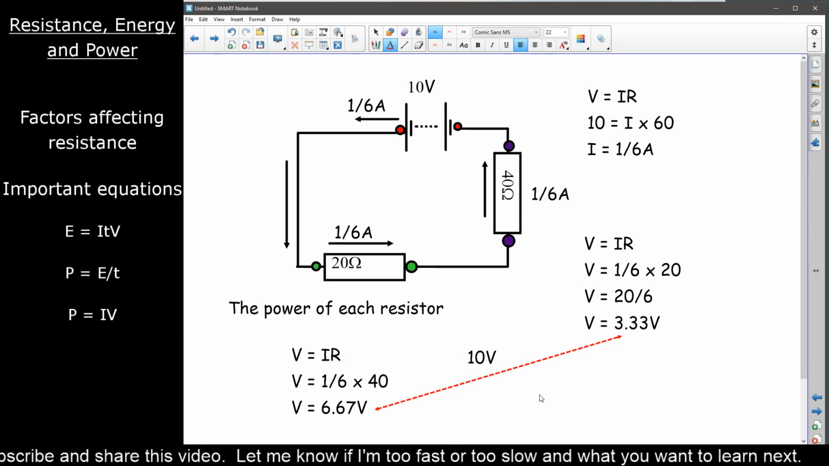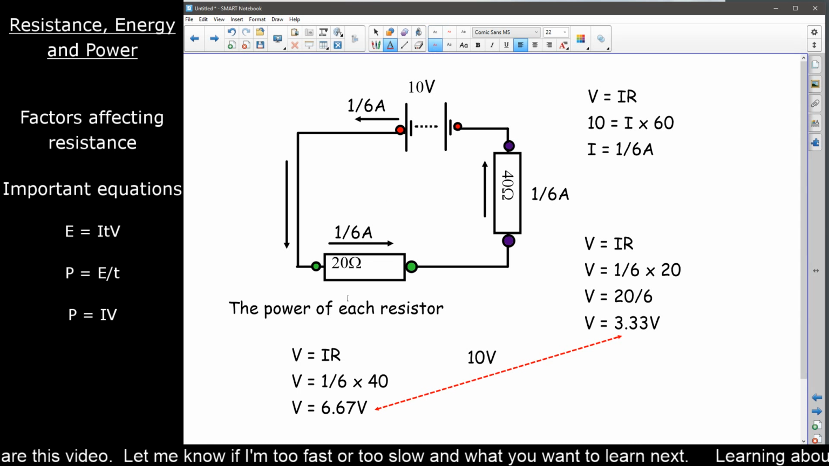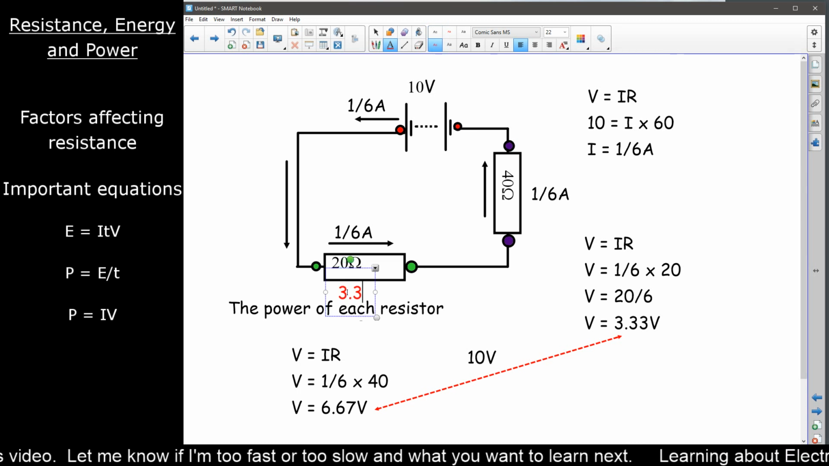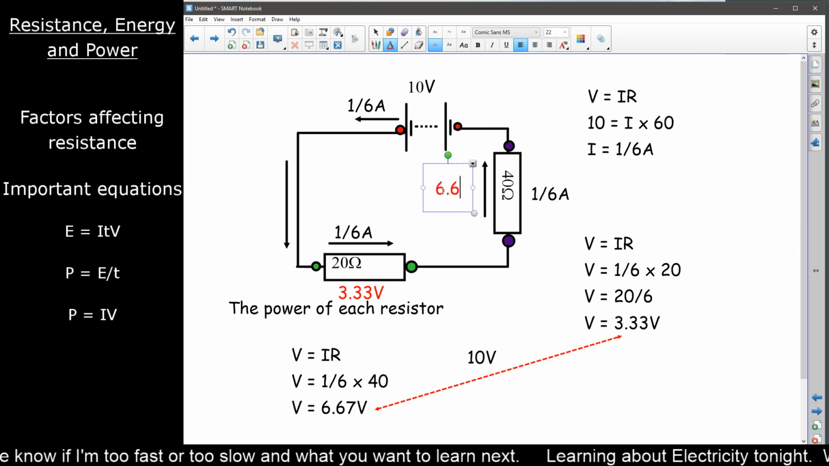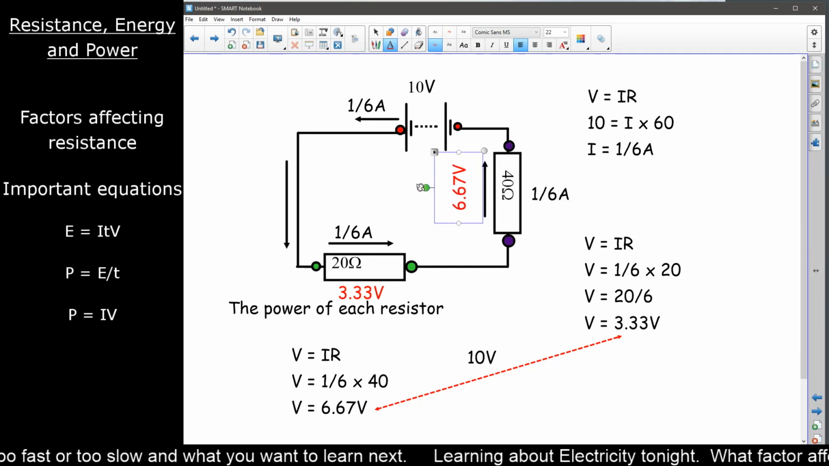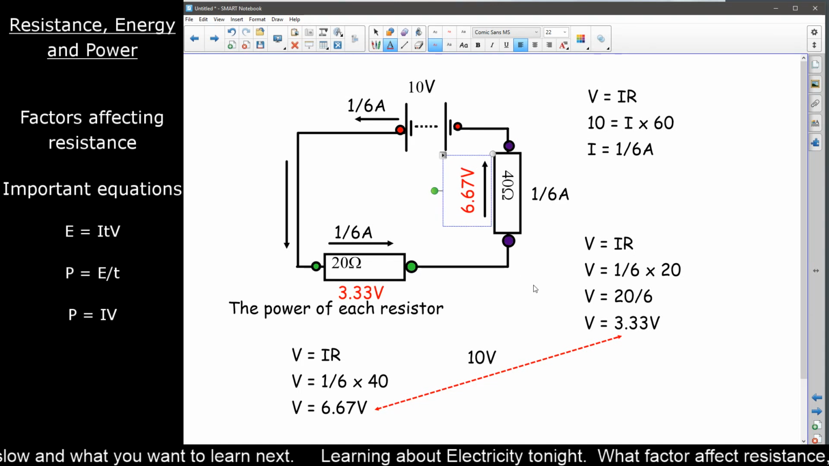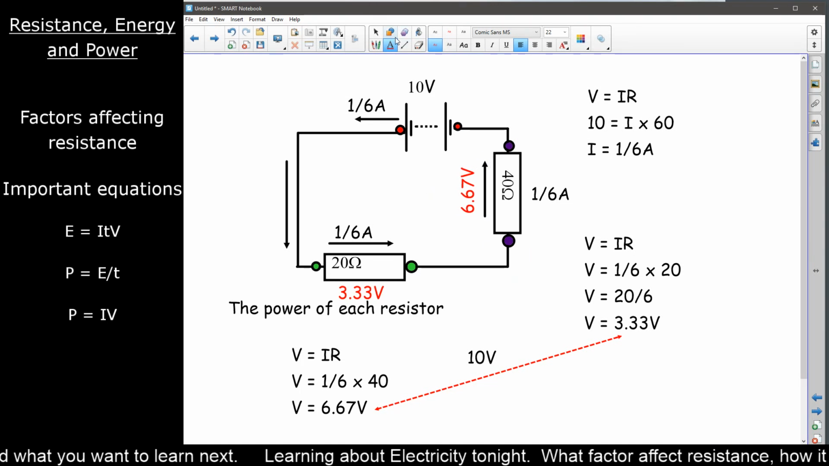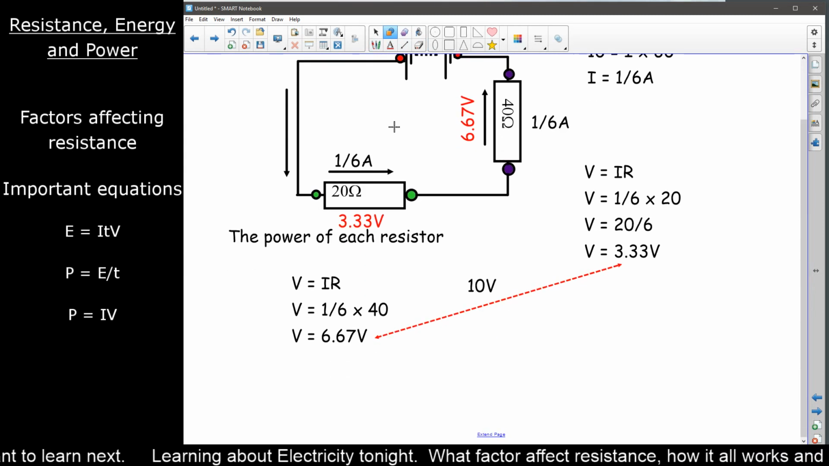That's great. Okay, so that's lovely. We've got our voltages on here as well, so let's write these in. So this is 3.33 volts, and this is 6.67 volts. And I strongly recommend you do this in the exam. As you find stuff out, pop it onto your diagram. You're not getting any marks for it, but it makes life a little bit easier. So what's the question? I want the power of each resistor.